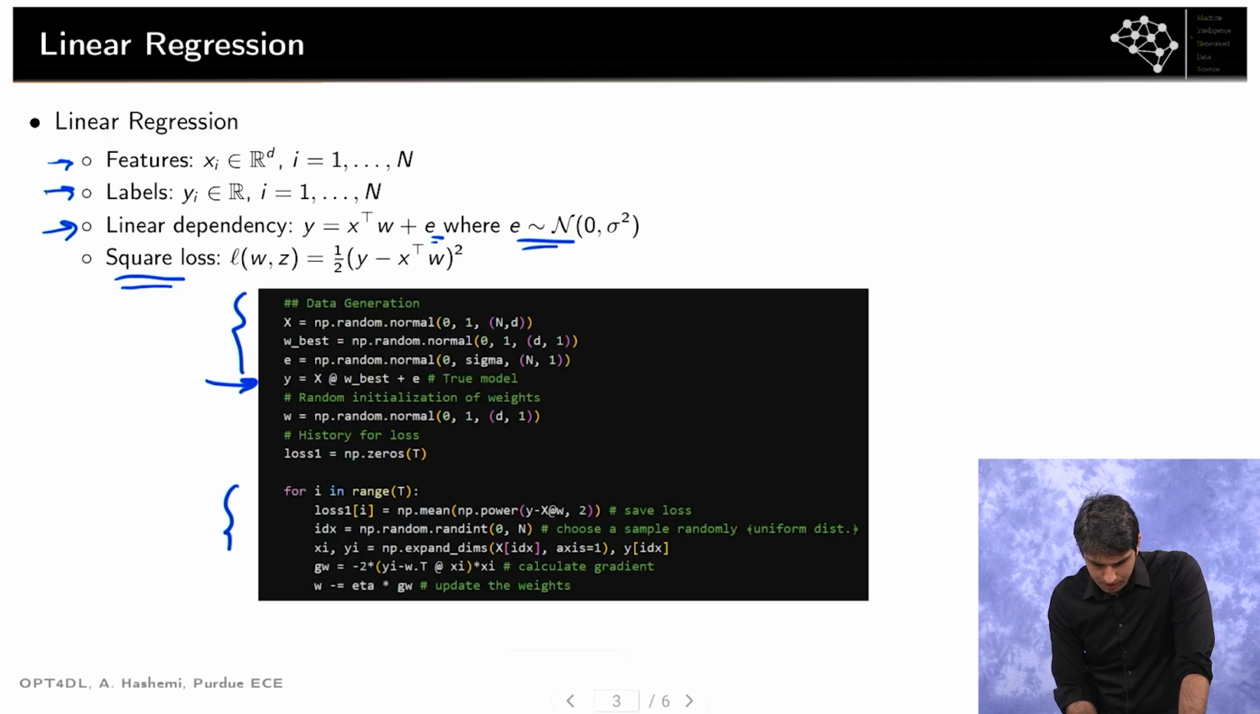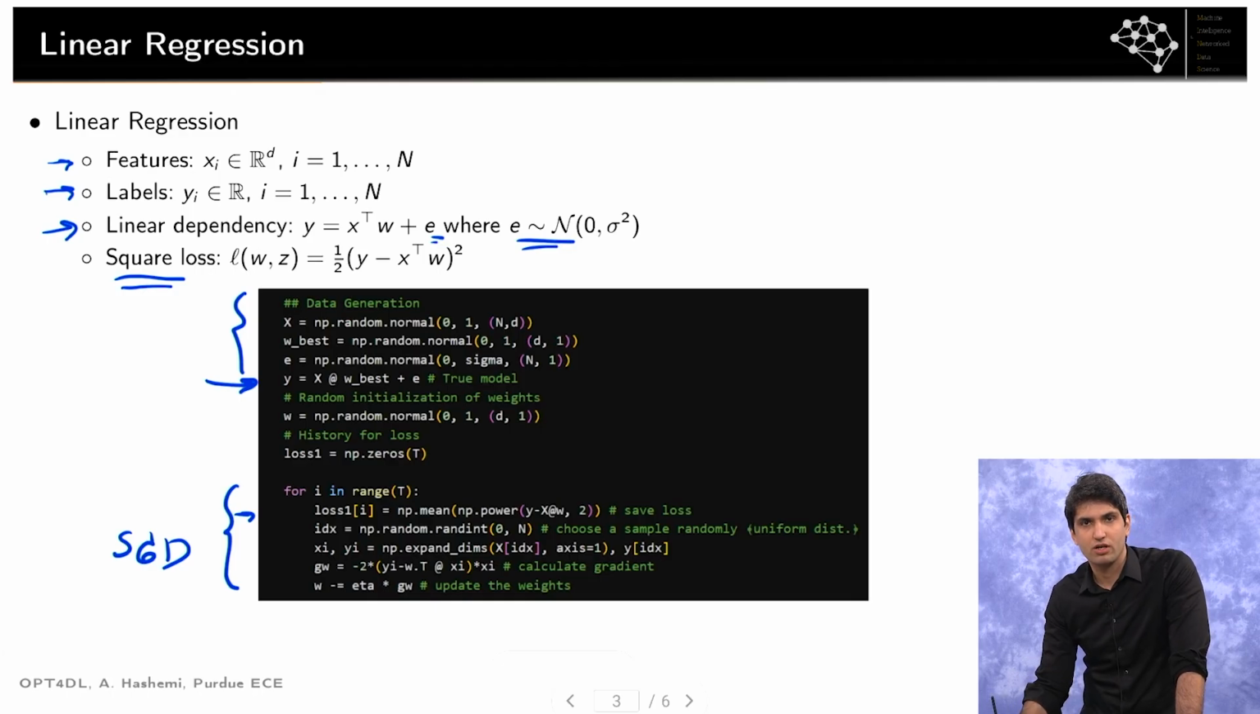Now, this is the part where we are running the SGD algorithm. So first of all, we calculate the loss, and this is a calculation we typically do to see how the algorithm is performing. Essentially, as we're going to see in the next slide, we're going to plot how the loss evolves as we run the algorithm.